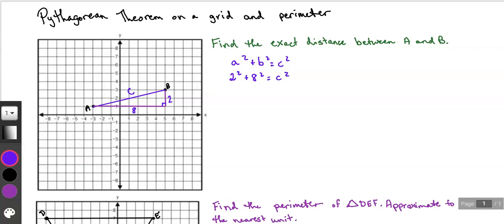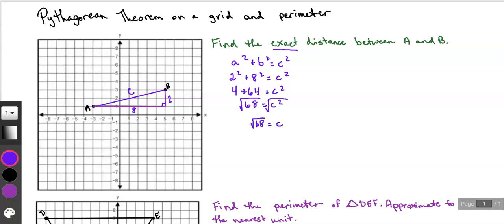Now it tells me to square these values, so 2 times 2 is 4, 8 times 8 is 64. And then it tells me to add those together. That would be 68. Now remember, that is c squared. So in order to get just c, I need to take the square root. Now the important thing here is it says the exact distance. That means they don't want me to round, they don't want me to do anything like that. So in this case, I'm going to leave it as the square root of 68.